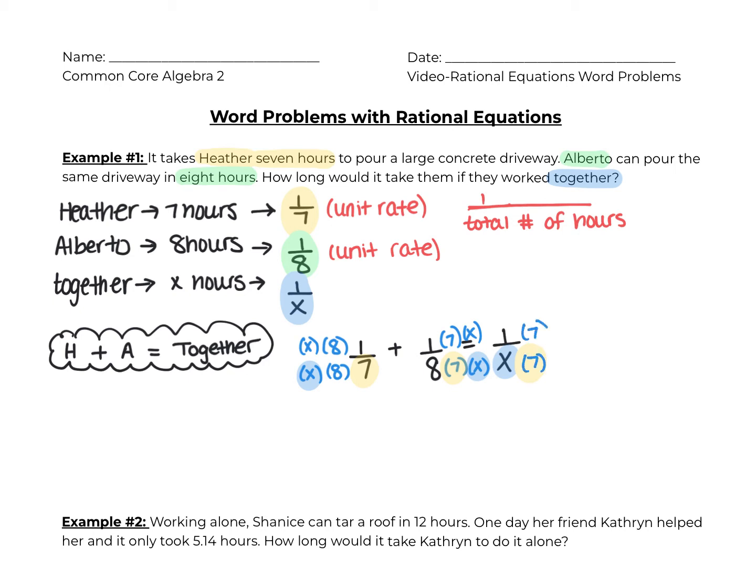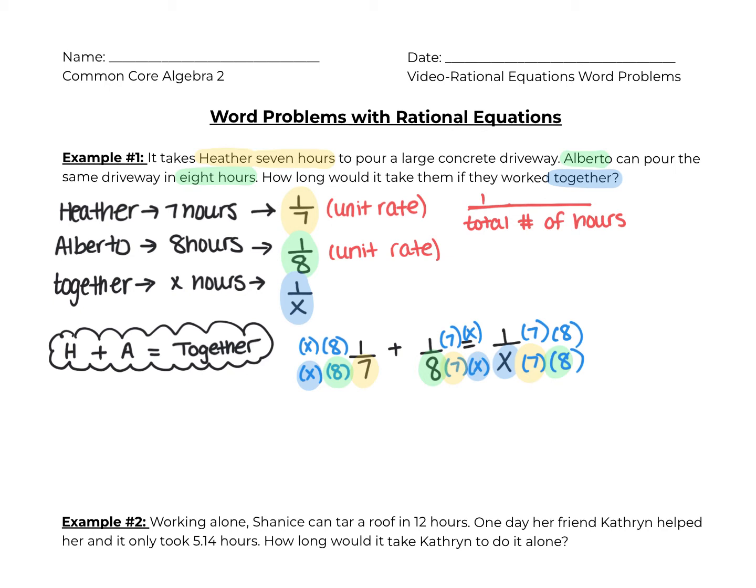Whatever I do to the bottom, I do to the top. And then we have Alberto's number, which is 8. So we have an 8 here, and we have an 8 here. So we need an 8 here, so 8 here, and 8 on the top. So to make a common denominator, all three pieces need to be there. So we need a 7, an 8, and an x, so all three of the pieces. And remember, whatever you do to the bottom, you do to the top.